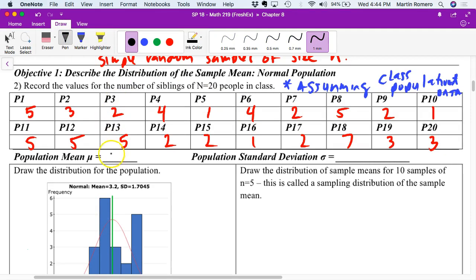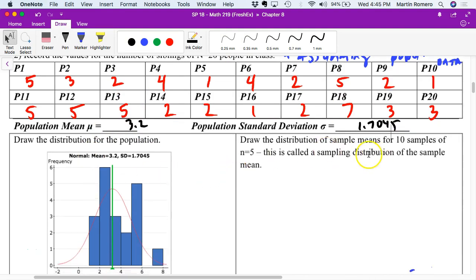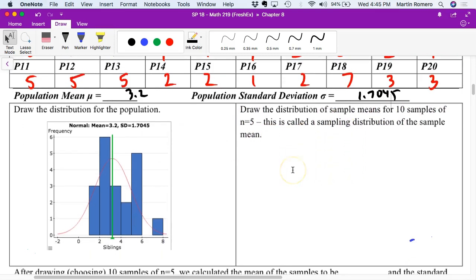What we want to do is, the mean was 3.2 and the standard deviation is 1.7045. That's for the population. And so now what we want to do is draw the distribution of sample means for 10 samples of n equals 5. This is called the sampling distribution of the sample means. And so what we need to do is draw 10 samples of n equals 5.